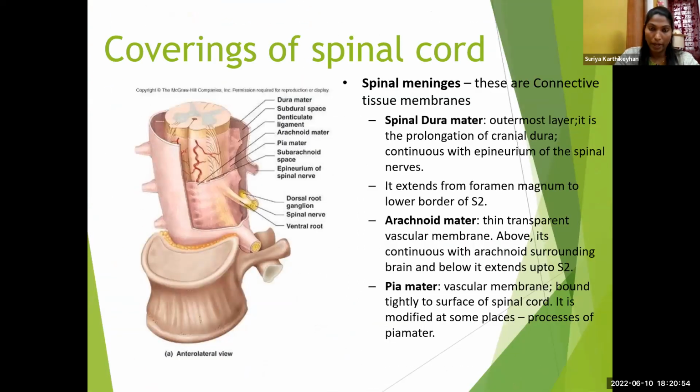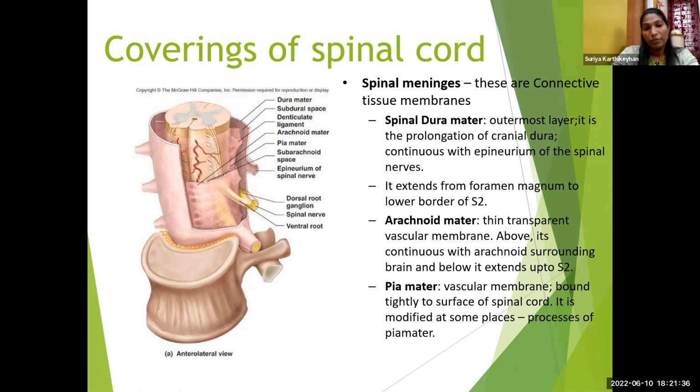Coming to the coverings of the spinal cord. We all know the central nervous system has a meningeal covering. The brain has a meningeal covering, and the spinal cord also has a meningeal covering. The coverings of the brain are called cranial meninges, whereas the coverings of the spinal cord are called spinal meninges. As you all know, from inner to outer, it is pia mater, arachnoid mater, and dura mater. The outermost covering is the spinal dura mater. The middle layer is the arachnoid mater, and the innermost covering, which is adherent to the spinal cord, is called pia mater.